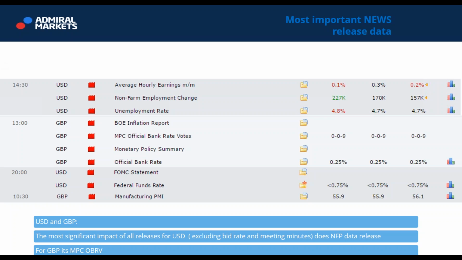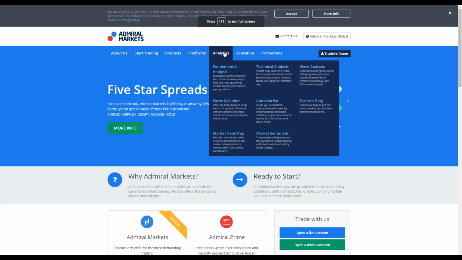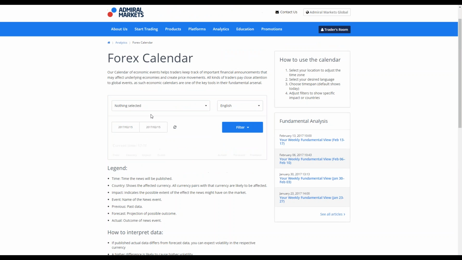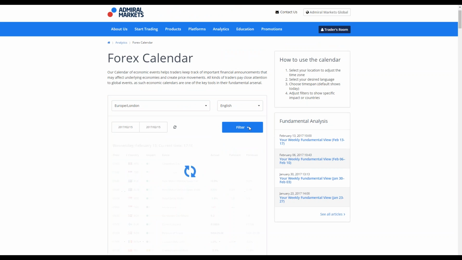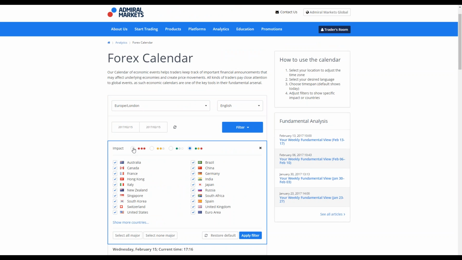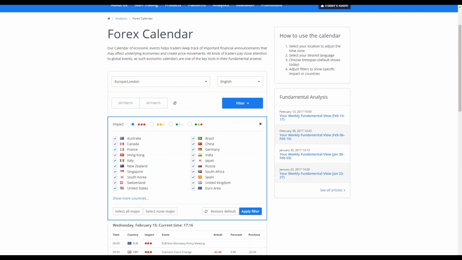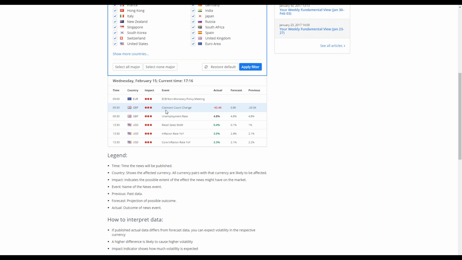I will show you that right away. You can find it on the Admiral Markets page easily. It's very, very easy to watch for. Just give me a few seconds. When you go to Admiral Markets here, you go to analytics and then to Forex calendar, and here you can filter the calendar. What I usually do with the filter, I just press this. I don't really care about all these news except for the 3 dots here. So when I say apply filter, it will give me the filter for this day. You see, these are the most important events for this day.